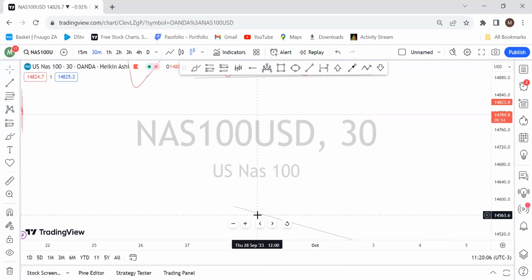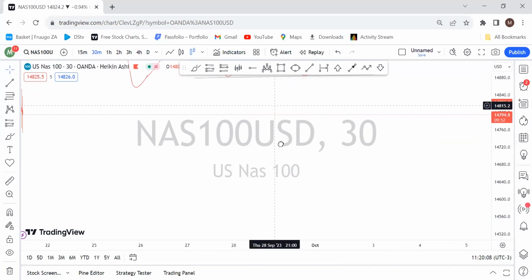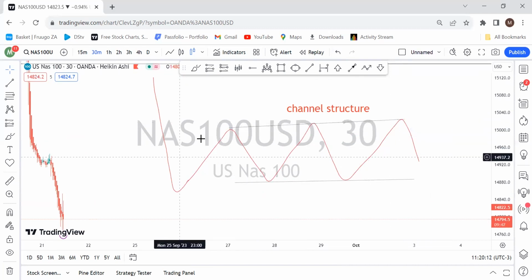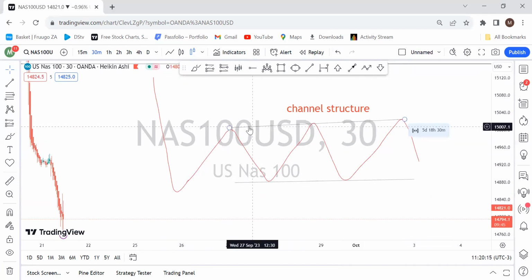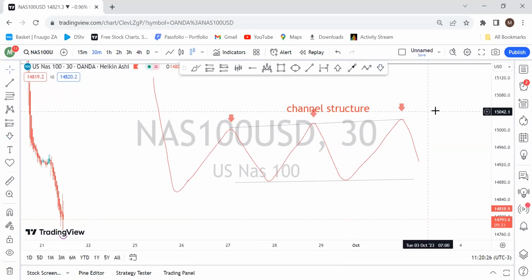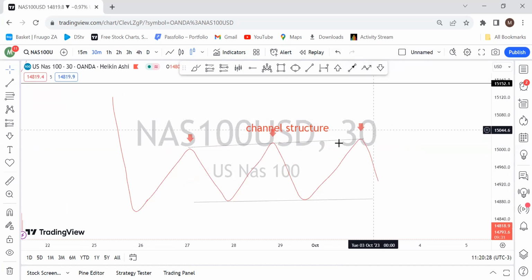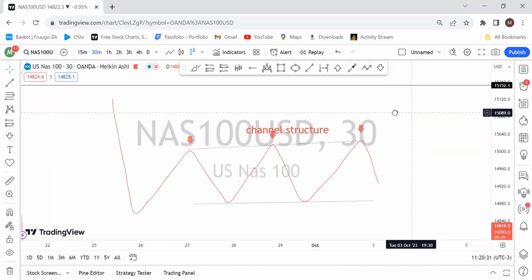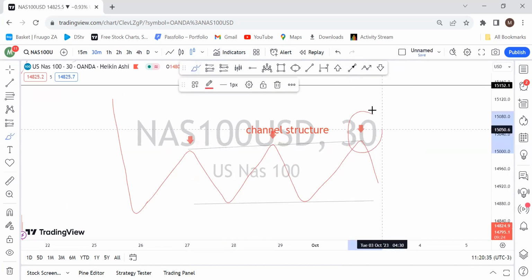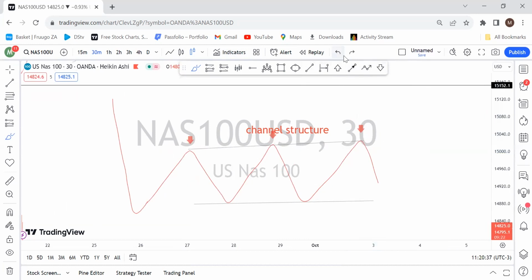And remember, when you draw your structures, you need at least two touches, and then the third one is where you execute. So in this case, at a channel structure, you would wait for this touch, first touch, this touch is our second one, and the third one is where we focus on and base our trades off. So the price on the third touch will give you more structure.